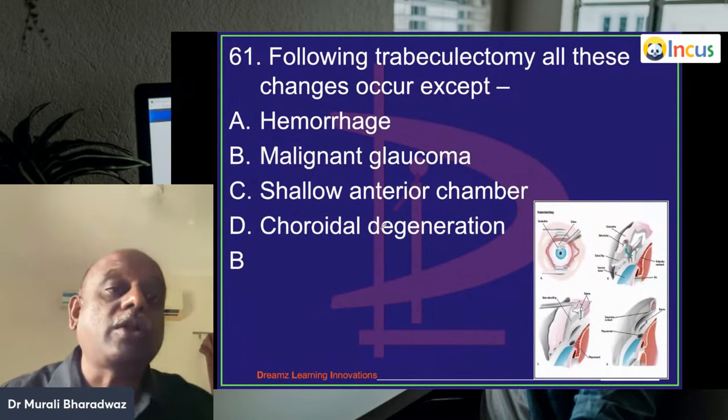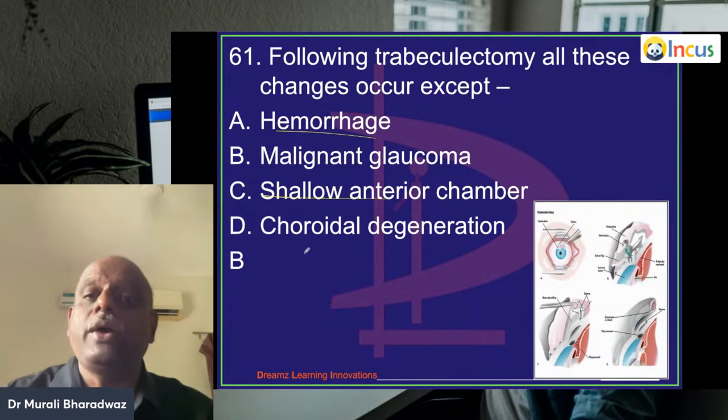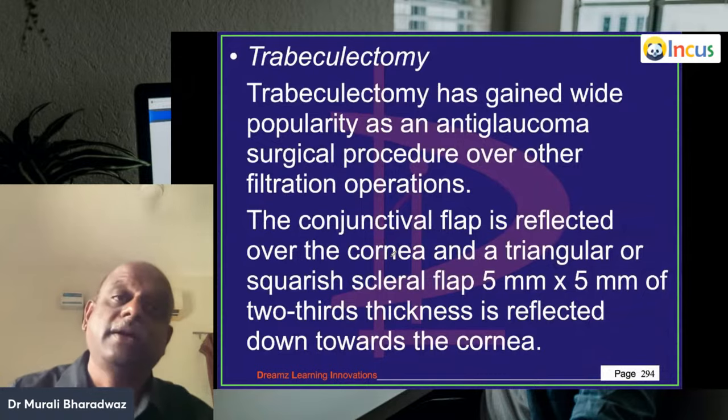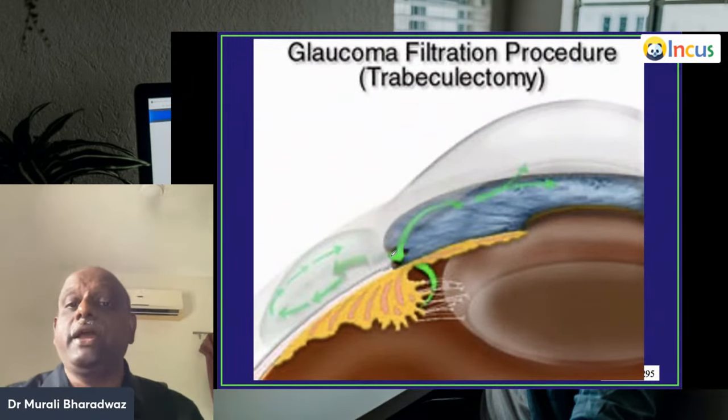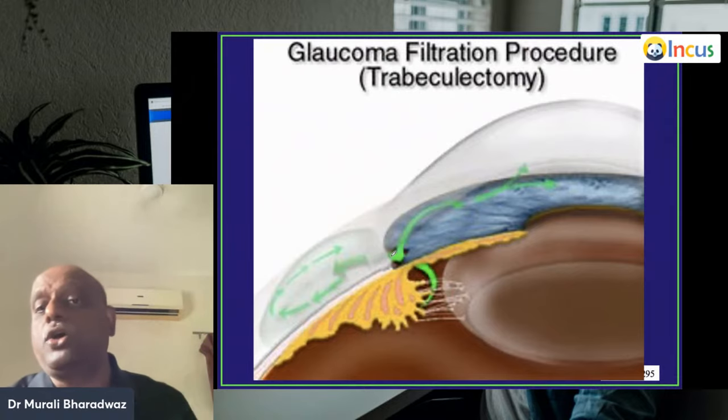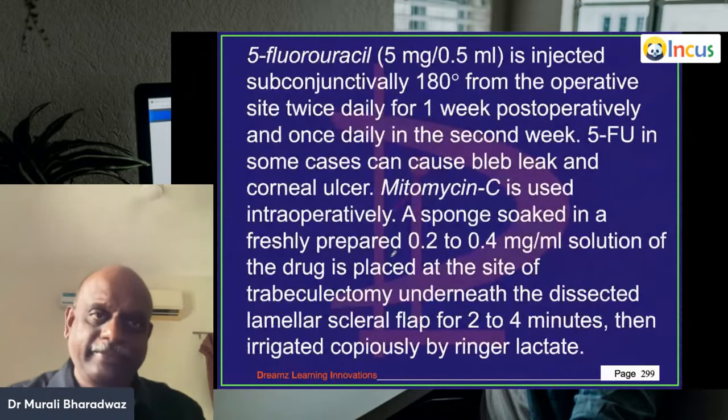Trabeculectomy, what will it lead to? Hemorrhage, shallow anterior chamber, choroidal degeneration. They're all the complications of the trabeculectomy, which is done as a treatment of glaucoma, a filtration procedure.